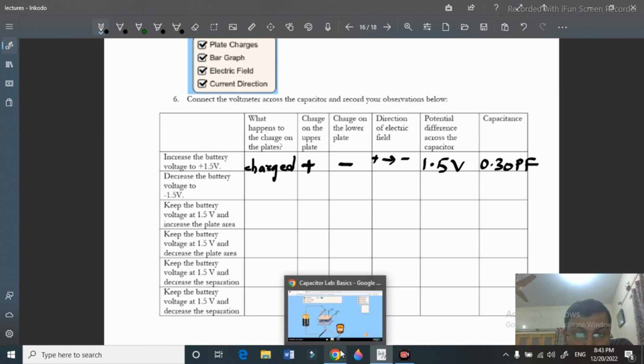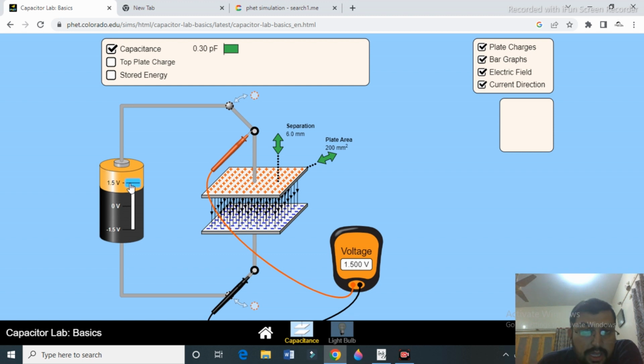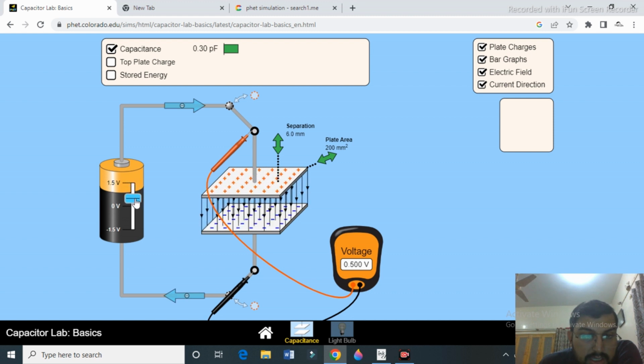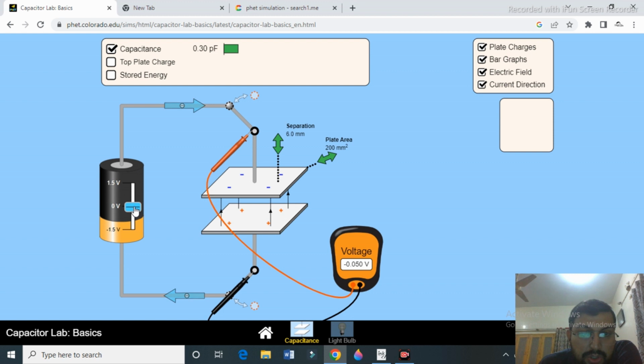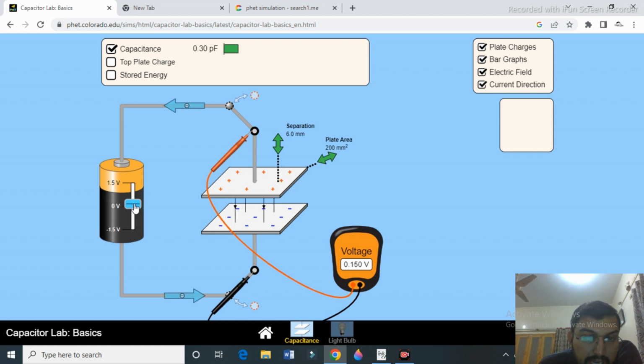Observe one more thing. As I increase the voltage, let's take it to 0 volt. Now I will increase the voltage. As I am increasing the voltage, the charge on the parallel plates also increases. The charge on the parallel plates is also increasing.